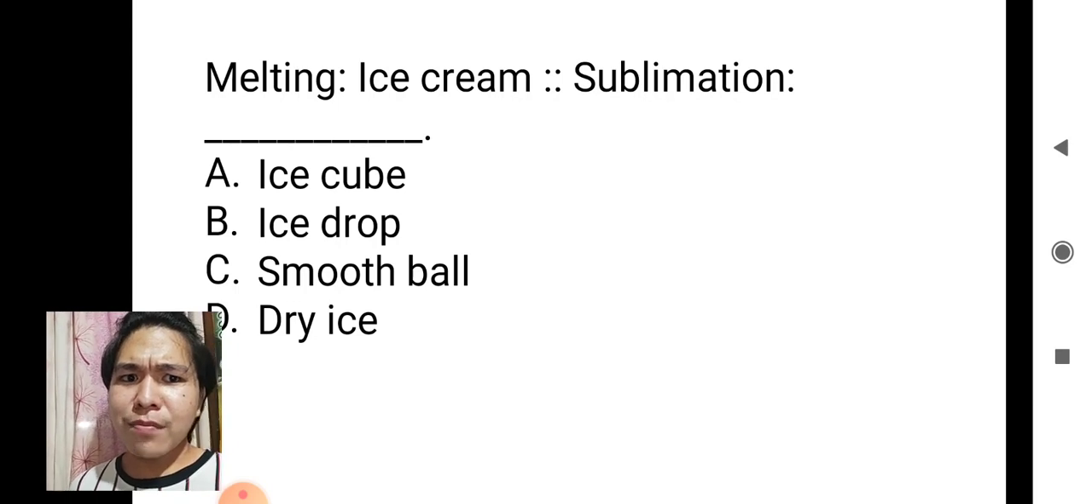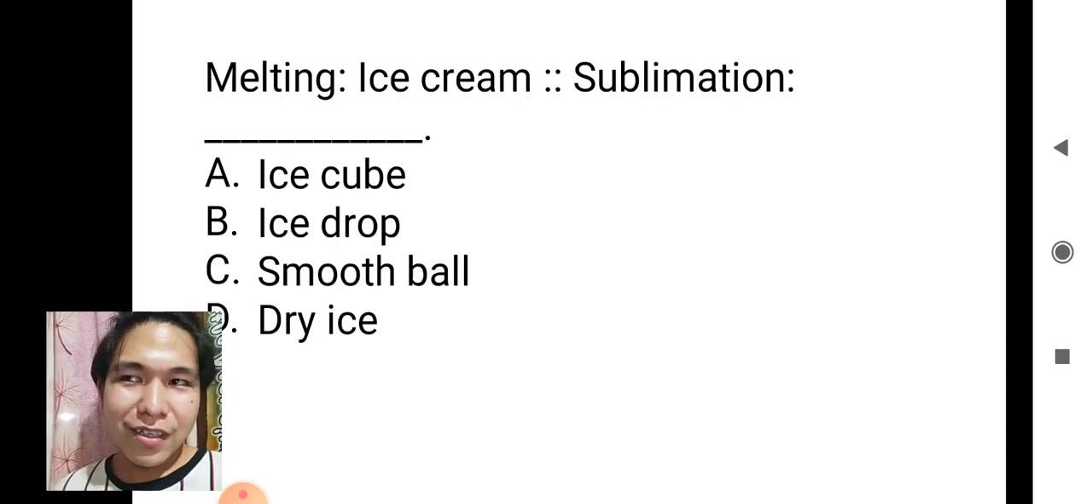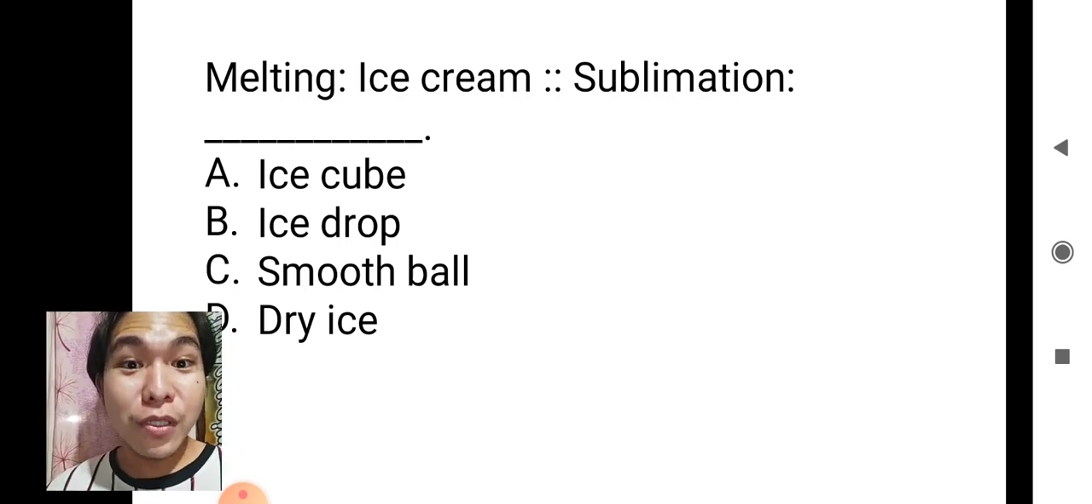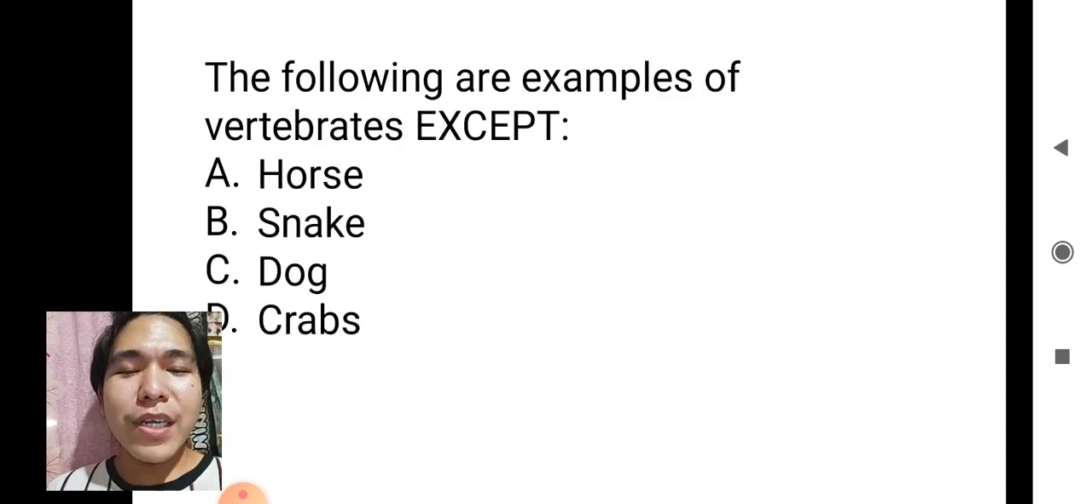So, is it ice cube ba? No. Ice drop? No. Smooth ball? Hindi yon. Moth ball siguro yon. The answer is dry ice. So, next. The following are examples of vertebrates except 5, 4, 3, 2, 1.